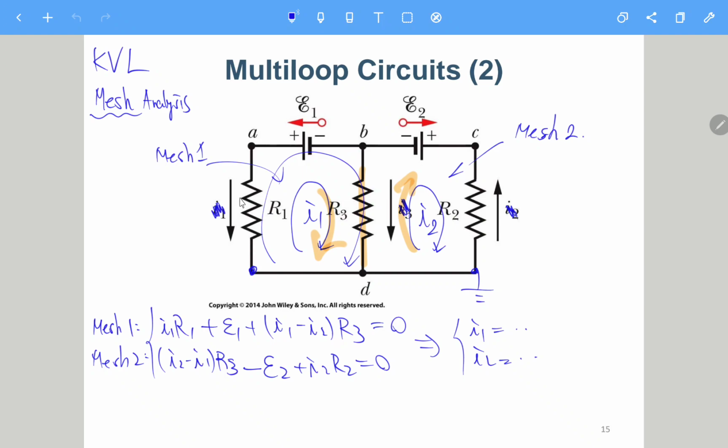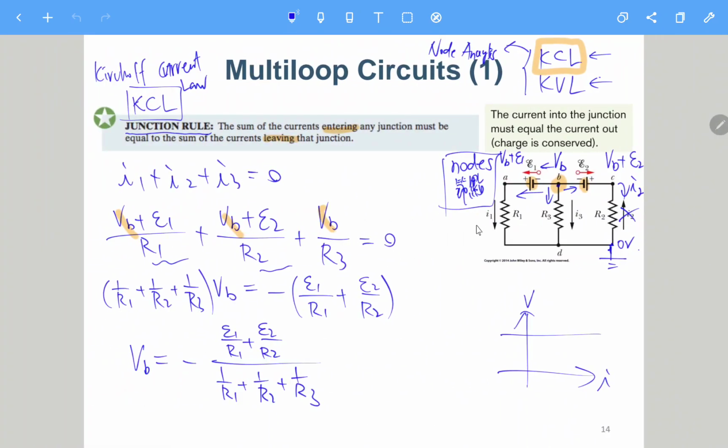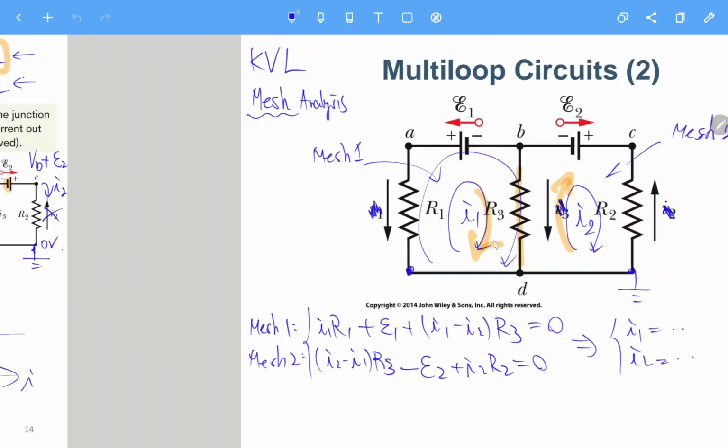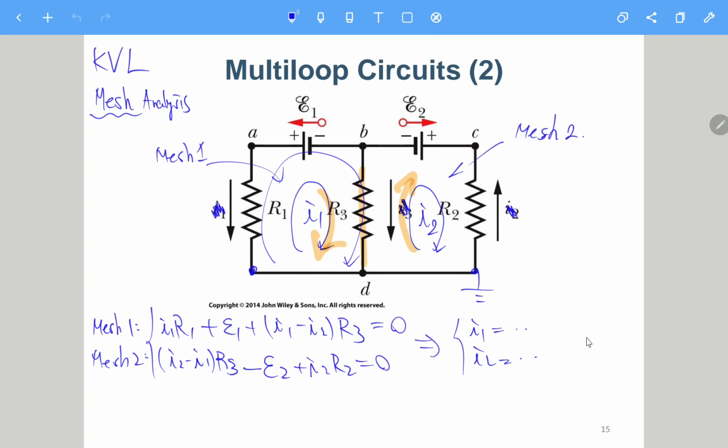So don't mess up. This is another I1. So this I1 is the negative value of this I1. So if you have interest, you can just try to solve this one. This is not easy, this is not difficult. We only have two variables with two unknowns. So we can solve it quickly.